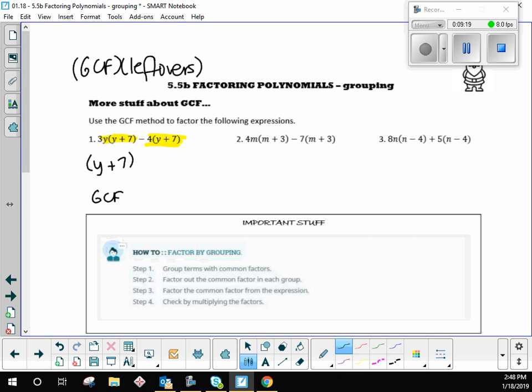And then I make new parentheses, just like we did in the warm-up in the last couple of days, and I put the leftovers inside. In this first group, when I take out a y plus 7, I'm left with 3y. And in the second group, when I take out a y plus 7, I'm left with minus 4. And that's my answer. If I FOILed or did double distributive property on there, I'd get back the original problem, it's just not quite written like that. Okay, you try 2 and 3, following that model.